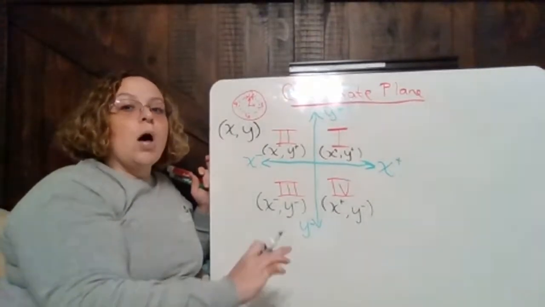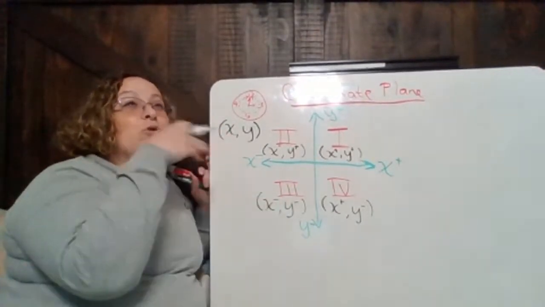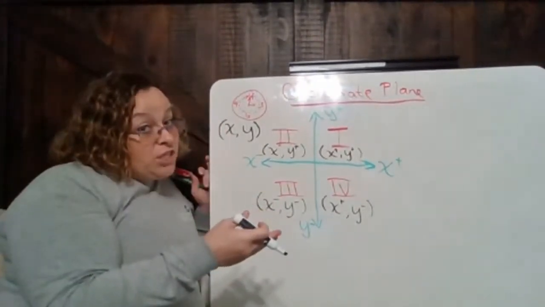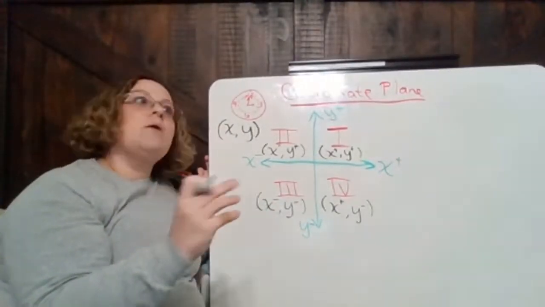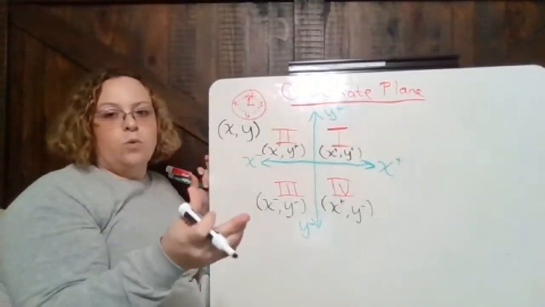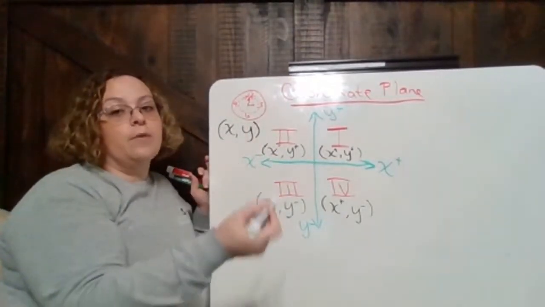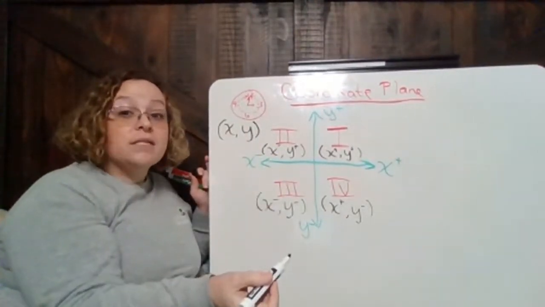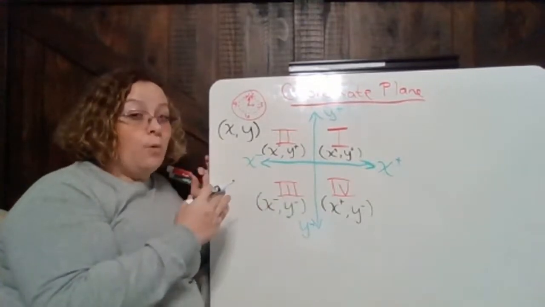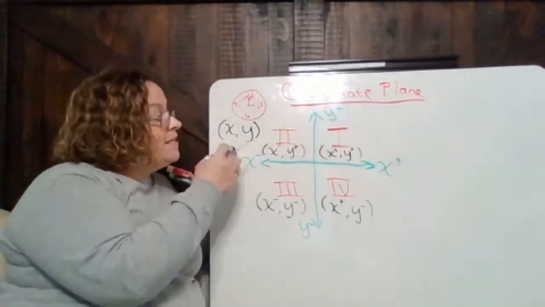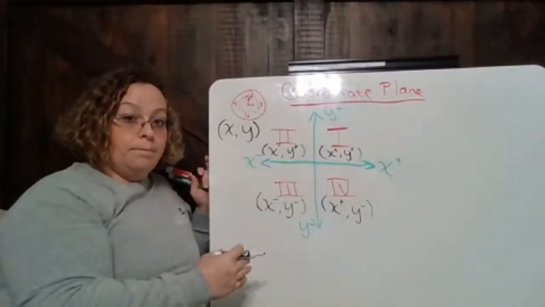Okay, so if you can remember this information, if they give you an ordered pair and they say, what quadrant is this ordered pair found in? If you can remember this information, that'll make it easier. If not, you can always plot the point and then see, okay, where does it end up?